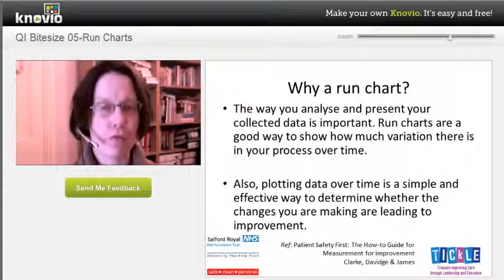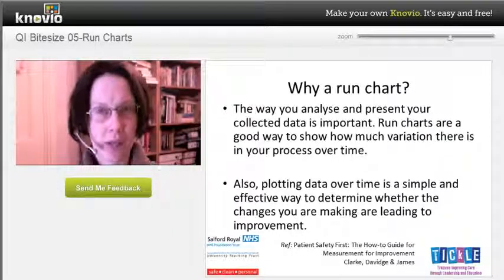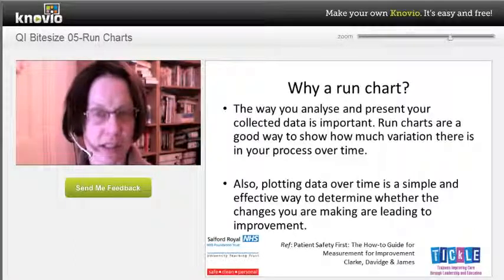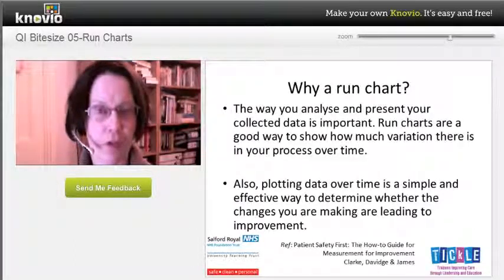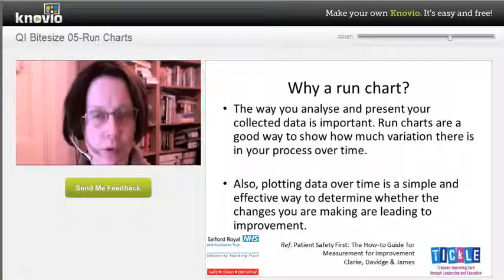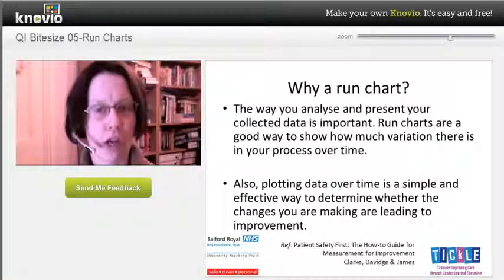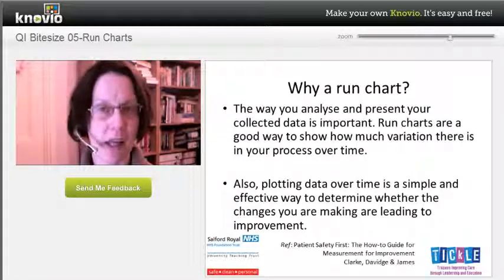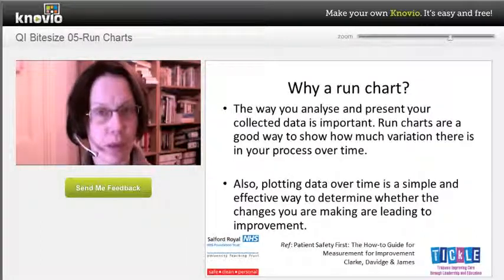So why should you use a run chart to display your quality improvement data? Well, the way you display and analyze your data is always really important, and run charts are a good way to look at variation that's existing within your processes, which, as you know from Module 4, is the key to quality improvement. Run charts and plotting data over time enable you to identify whether the changes you are making are leading to an improvement within the processes you are trying to change.